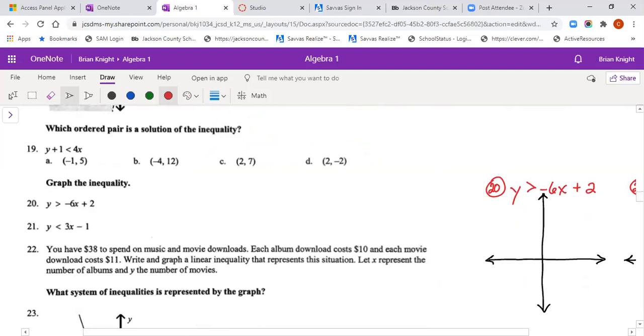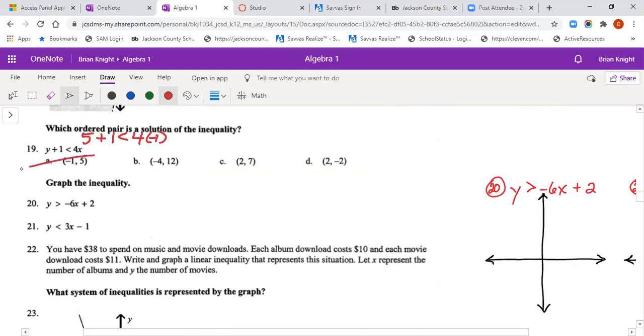19. You can plug in. If you really want to get fancy, you could graph it and see which points are in the shaded part. Okay? Anyway, all right, so we'll just start with A. x, y is 5, so let's see here. 5 plus 1, is that supposed to be less than 4 times negative 1? That would be 6. Is 6 less than negative 4? No, so it ain't that answer.